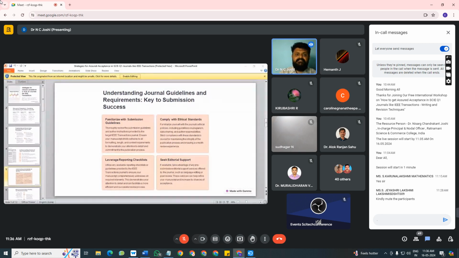Some literature reviews start from before you were born. So it is a very effective research review, literature review. In that, there are three main points: comprehensive analysis, identify knowledge gaps, and synthesize insights.